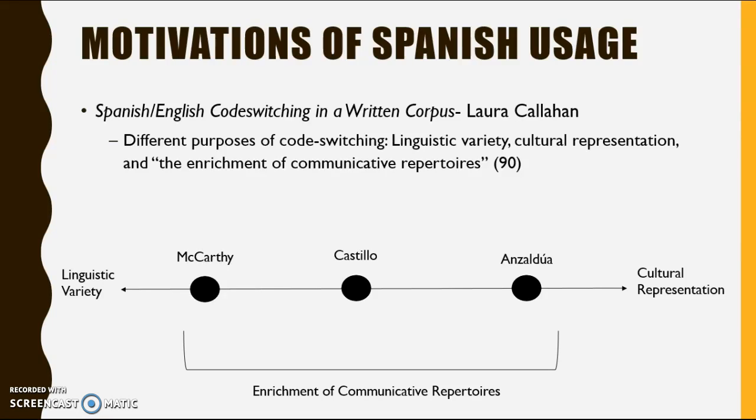And then with all three of these authors, I would contend we get enrichment of communicative repertoires. You could argue about the degree to which each one achieves this, but I think just by blending English and Spanish together and giving voice to people of different cultural backgrounds, you're in some way engaging your reader, maybe in a way they're not used to, whether they speak English or Spanish or don't. They're engaging a part of the brain they might not normally. So, in that respect, I think all three do achieve the enrichment of communicative repertoires that Callahan is talking about.